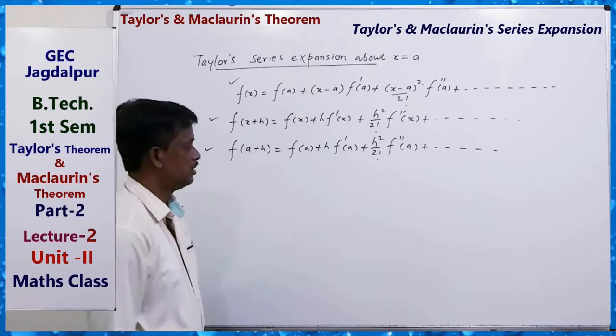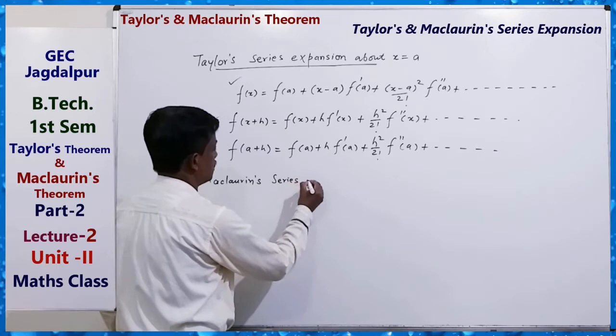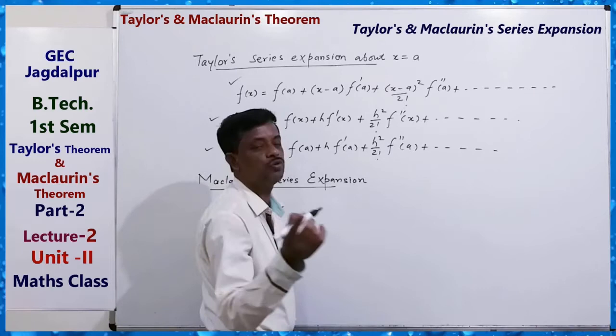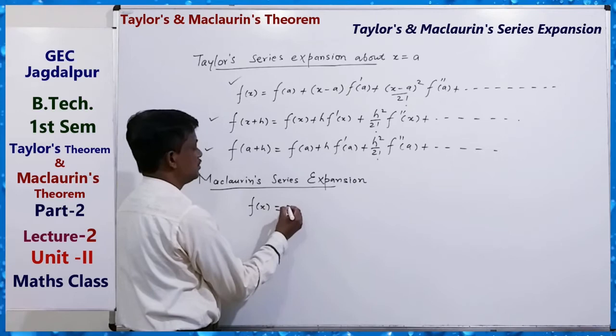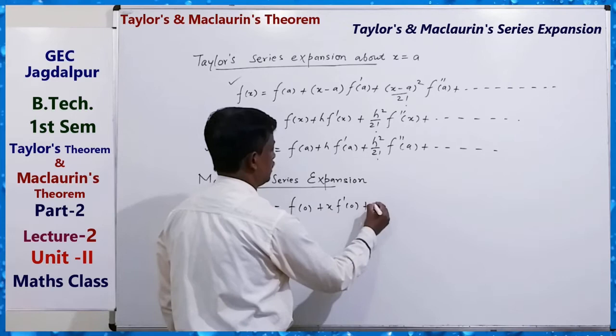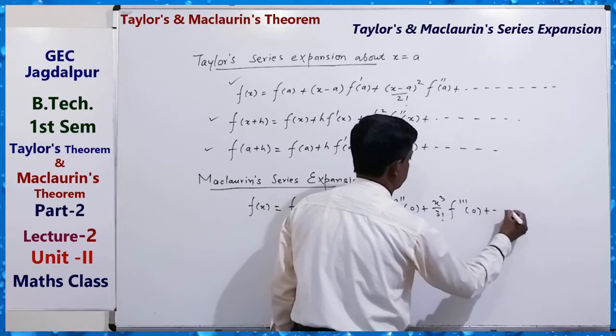Now Maclaurin series expansion means about the origin, so a equals 0. So here we can write f(x) equals f(0), in place of a you can put 0. So f(0) plus x f dash 0 and x square by 2 factorial f double dash 0 and x cube by 3 factorial f triple dash 0 and so on. This is the Maclaurin series expansion.